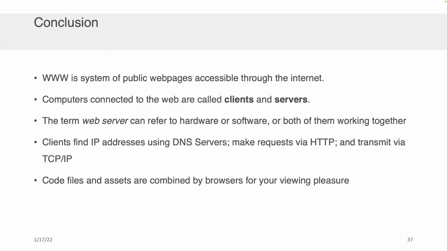So the main things I want you to take away from this component of the lecture are that the World Wide Web is a system of public web pages accessible through the internet. It's not the same as the internet. Computers connected to the web are called clients and servers, depending on the role that they're playing in the information exchange process. The term web server can refer to hardware or software, or both of them working together. Clients find IP addresses through DNS servers, which make requests via HTTP and transmit via TCP/IP. And finally, code files and assets are combined by your browser for your viewing pleasure.